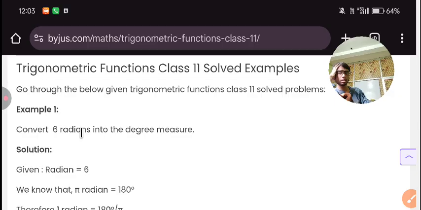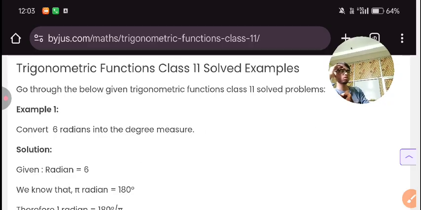How to convert 6 radians into degree measures? So first of all, we have 6 radian and we want to convert it into degrees.